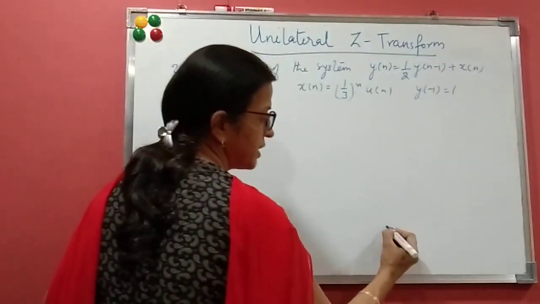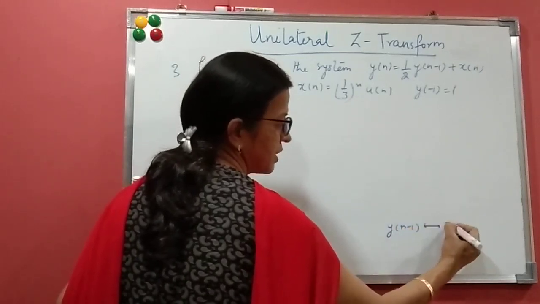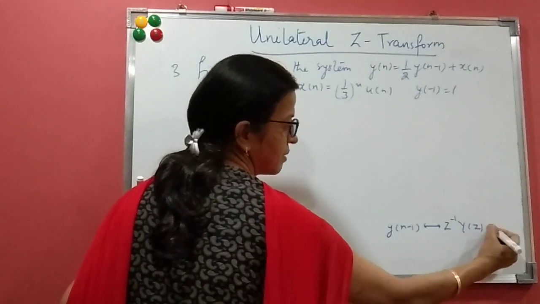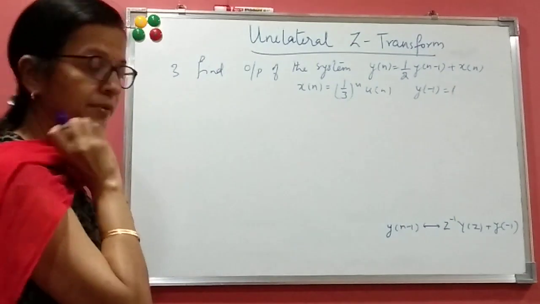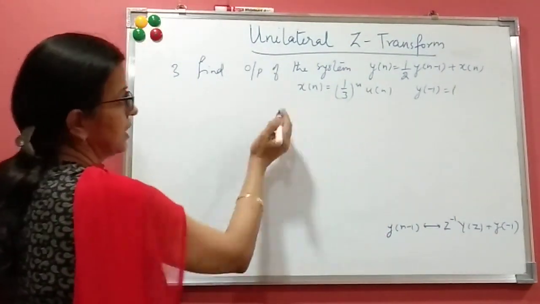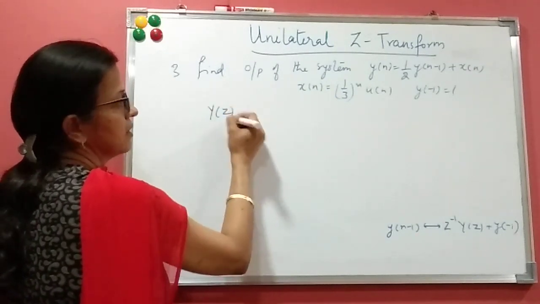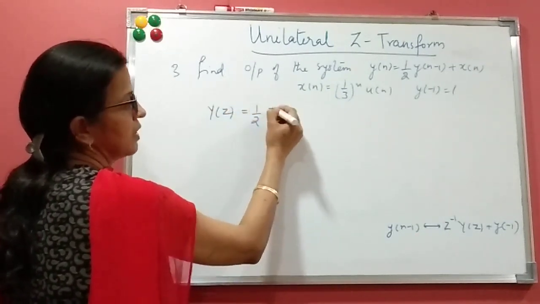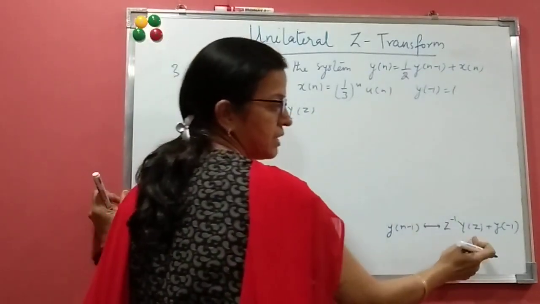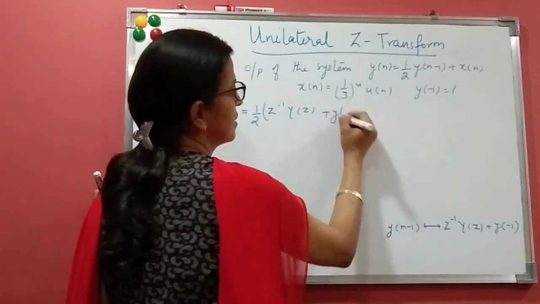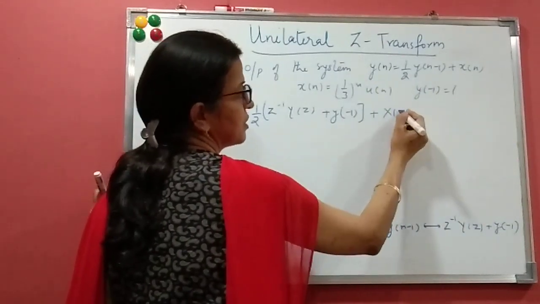What is the property? It says that the Z transform of y of n minus 1 is z inverse Y of z plus y of minus 1. If the value is given, we have to use this time shifting property for the unilateral Z transform. Let us start. Take the Z transform of the equation. So Y of z equals half z inverse Y of z plus y of minus 1, plus X of z. I am taking the Z transform of this equation.